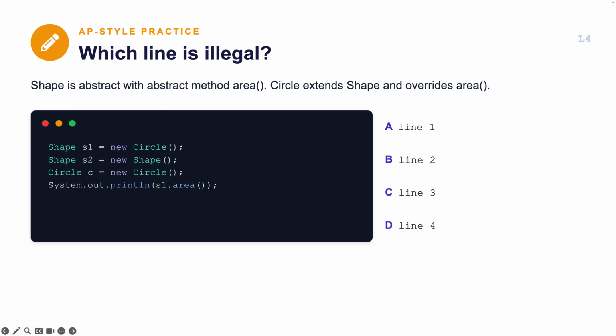Line 1 is fine. A Shape reference can hold a Circle object. Line 3 builds a concrete Circle. Line 4 calls area through a Shape reference. Area is declared in Shape, so it compiles and dispatch runs Circle's version. The answer is B. Let me reinforce this for you. You can reference an abstract type, but you can never new it.